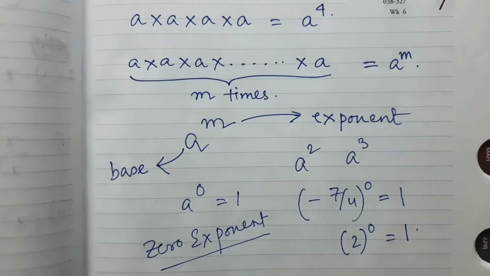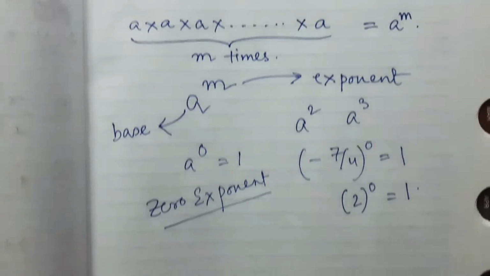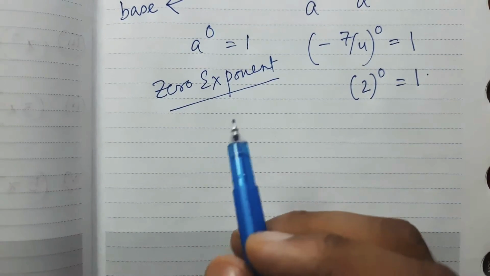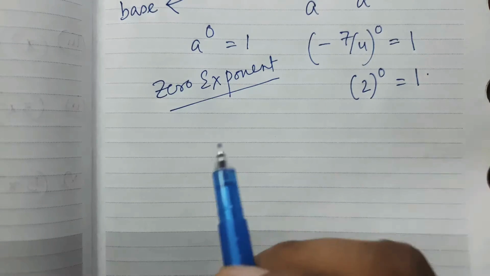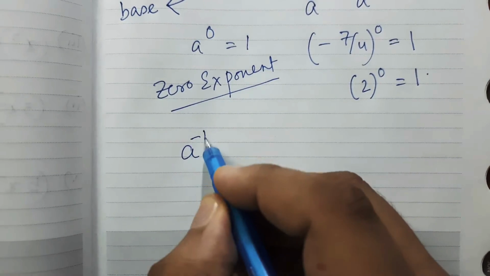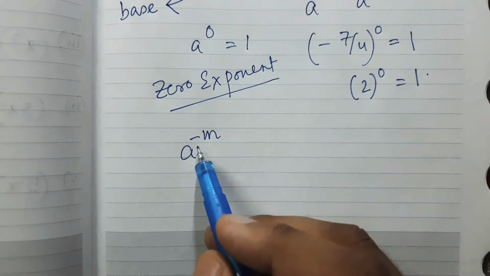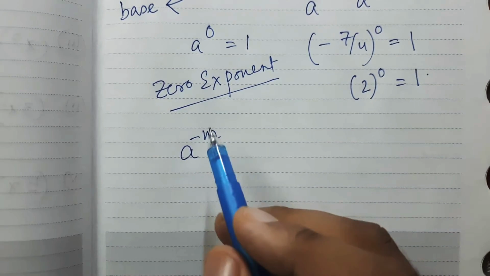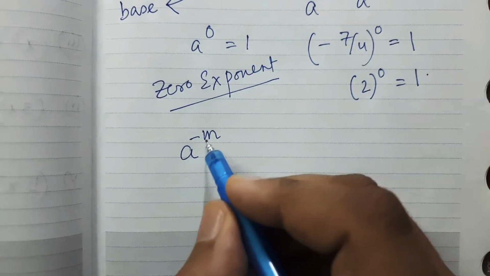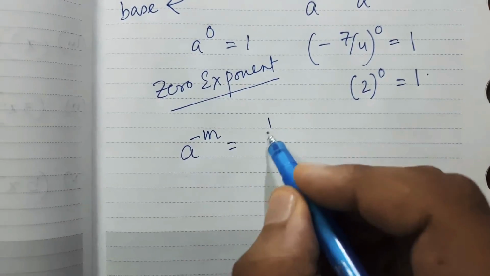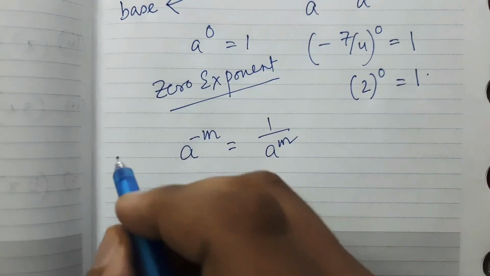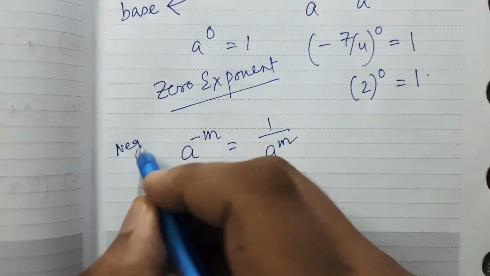Now let's move on to negative exponent. When the exponent, that means the power m, is a negative number, we call it a negative exponent, like a power minus m. So this minus m is a negative number, isn't it? Then we will use this formula, that a to the power minus m equals 1 by a to the power m. This is the formula of negative exponent.